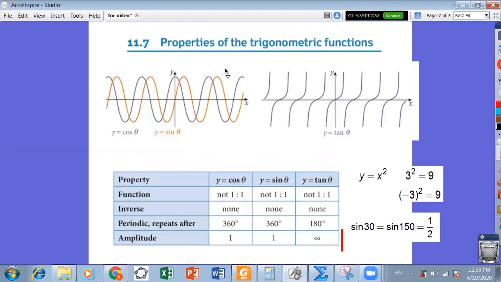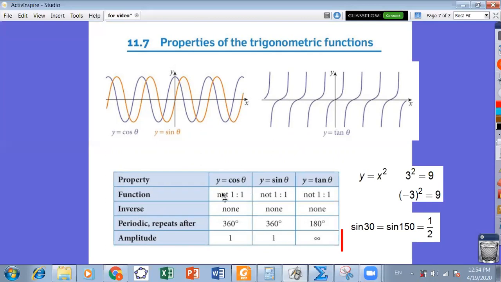We have some properties of the trigonometric functions. Here we have drawn the cosine function and the sine function. Cosine is blue and sine is yellow. And here we have the tangent. As you remember from the previous videos, cosine and sine are similar waves to each other. They are just shifted to one side, and the maximum and minimum points of these two functions are 1 and -1. In the tangent function, we don't have a maximum or minimum point because it goes to negative infinity and positive infinity.